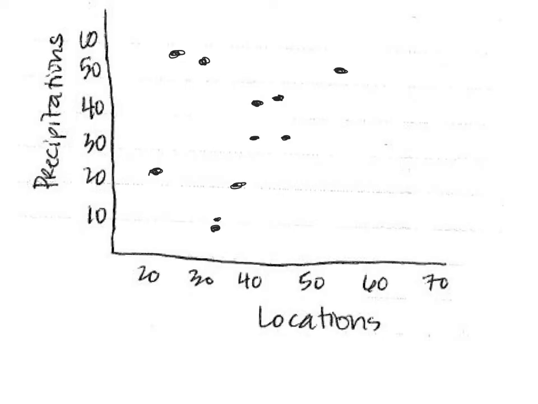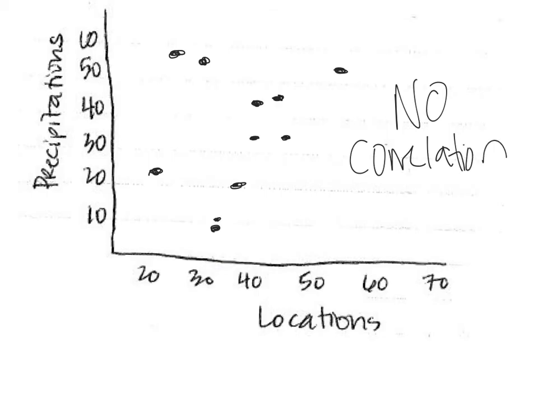So if we are looking at this scatter plot, we have all of the cities with their latitude and precipitation graphed. What type of correlation would you say that there is between latitude and precipitation? There is no correlation. So what that means is that there is no relationship between where a city is and how much rainfall it gets.